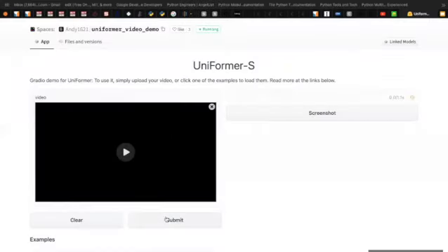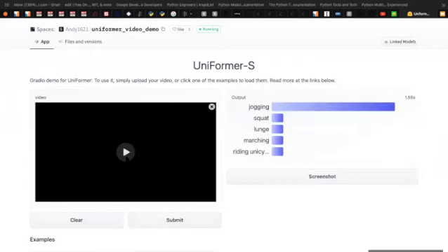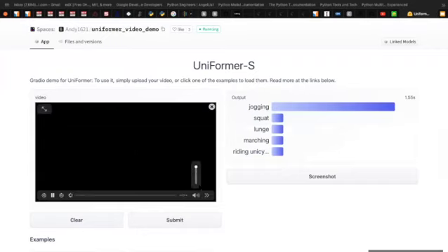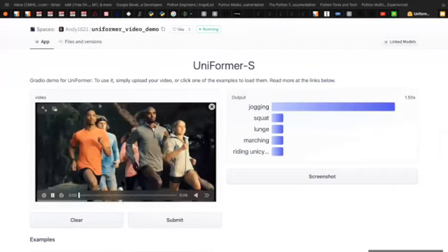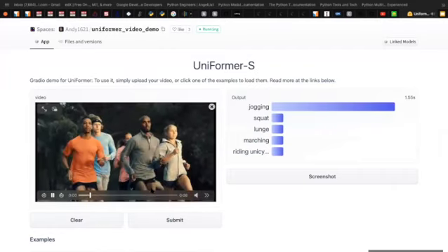Here you can see it's a bit more interesting. A video, I suppose. It can correctly identify that they are jogging. Sorry, it's taking a bit of time. There's a group of people who are jogging on the road.